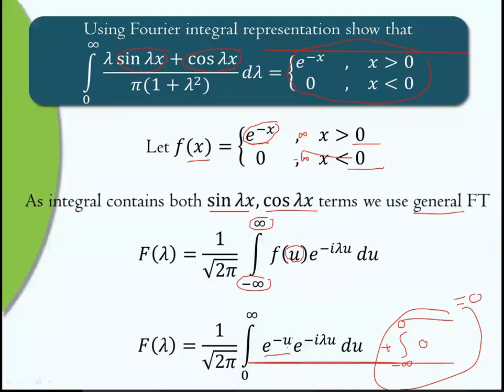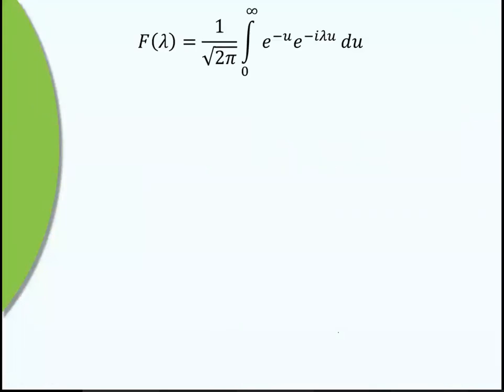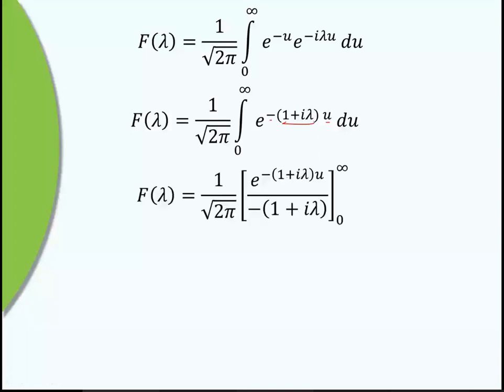Now simplify it. We can combine these two. Powers get added if multiplication of the terms is there. By laws of indices, these powers get added. Okay, so you can take u common, minus sign common. Combining this, taking minus sign and u common. And integration of e raised to ax, we know, so we can use that. This will be constant term. So integration of that will be e raised to minus 1 plus I lambda into u divided by minus of 1 plus I lambda. Limits from 0 to infinity.